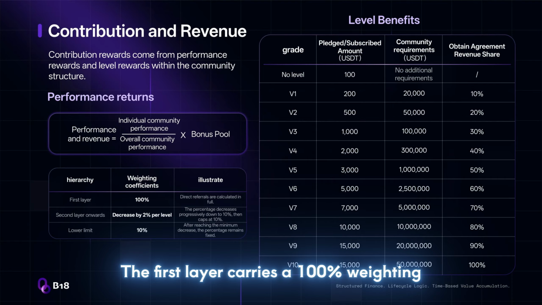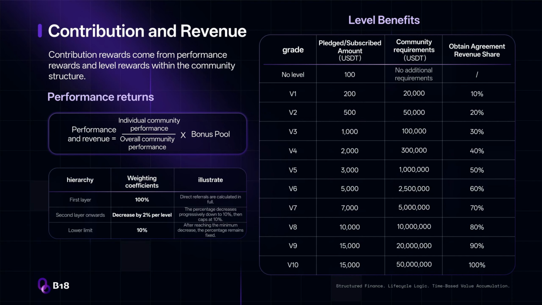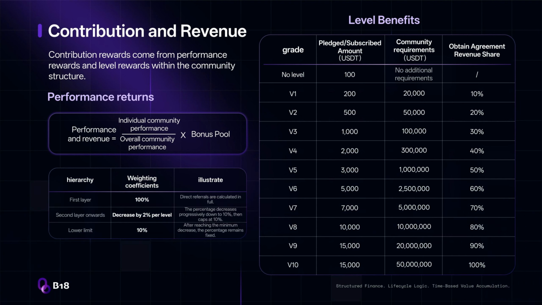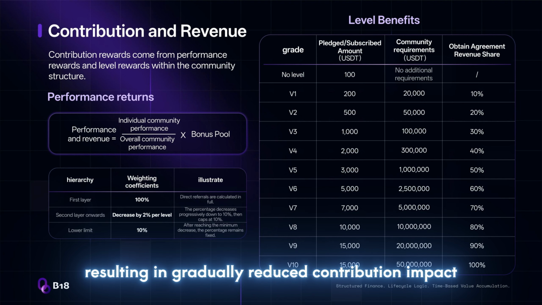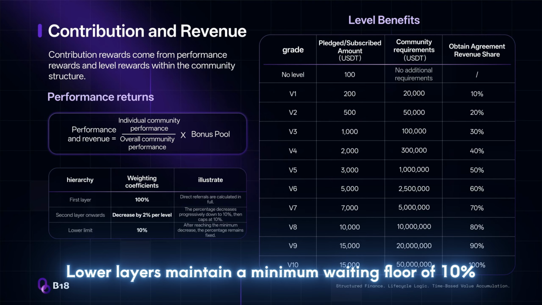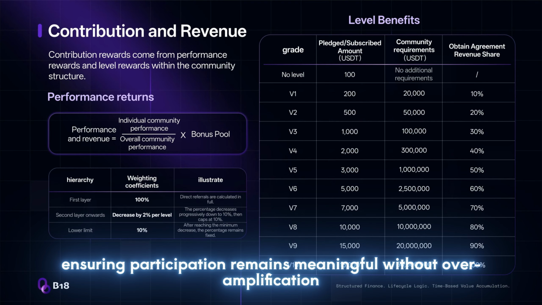The first layer carries a 100% weighting. Each subsequent layer is discounted by 25% per level, resulting in gradually reduced contribution impact across deeper levels. Lower layers maintain a minimum weighting floor of 10%, ensuring participation remains meaningful without over-amplification.